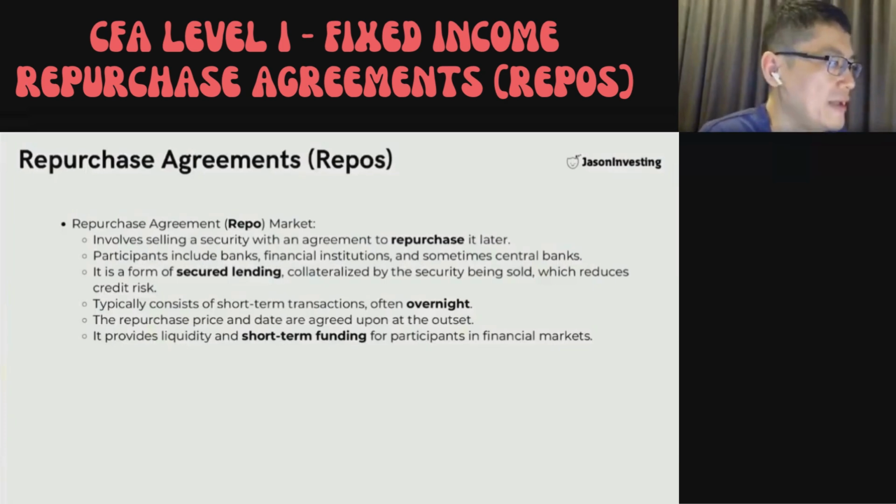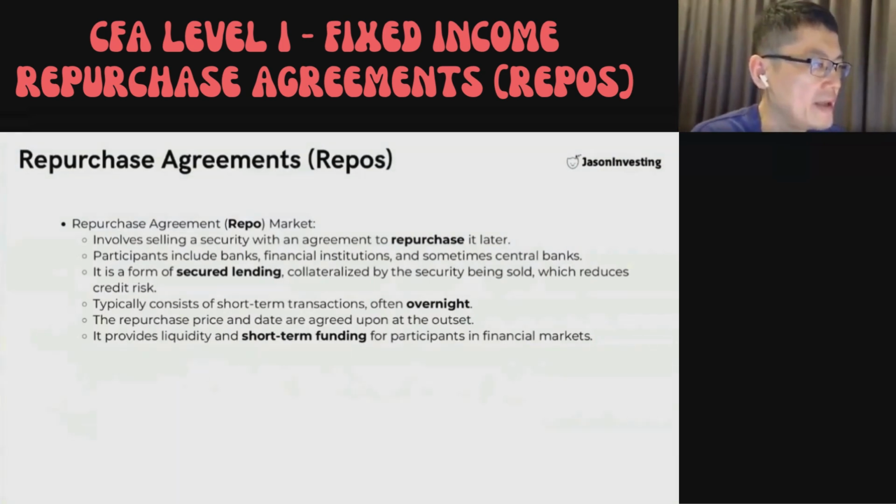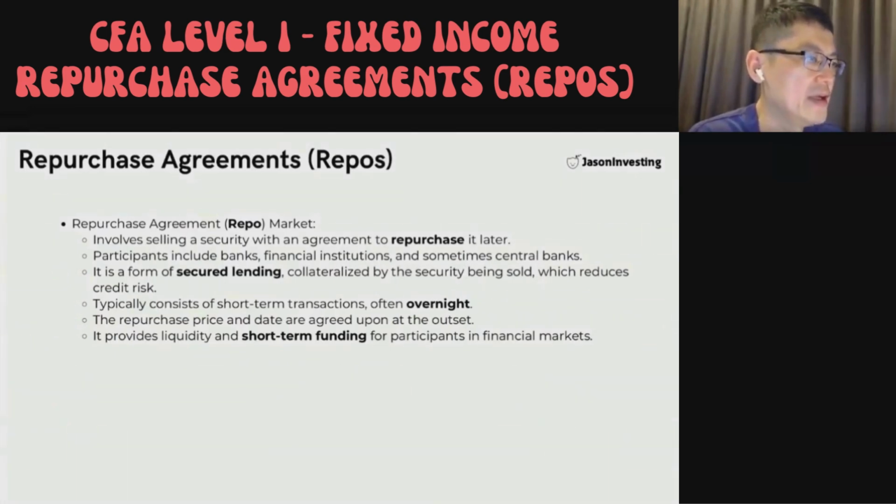The repo market involves selling a security with an agreement to repurchase it later. The person that is selling the security is the borrower, and the lender is the person that is buying the security. Participants include banks, financial institutions, and sometimes central banks. As we will show later, central banks use the repo market to control the Fed funds rate.